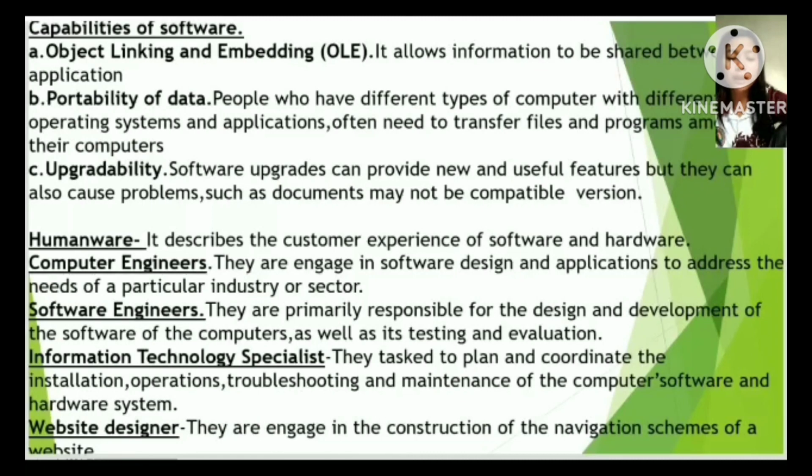Upgraded software frequently requires more memory, more disk space, and a faster processor, so hardware needs to be upgraded.